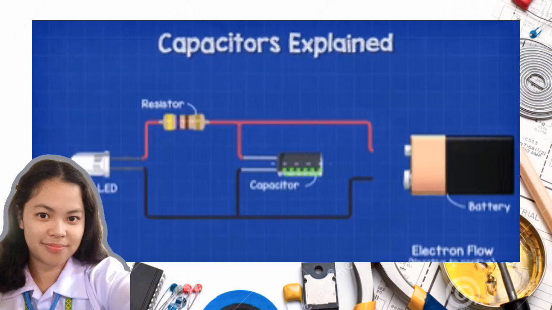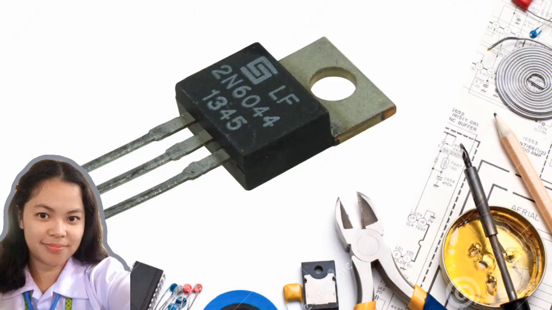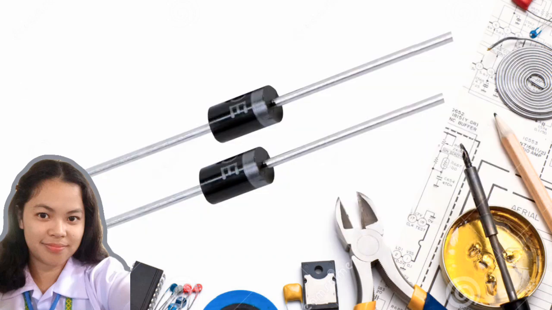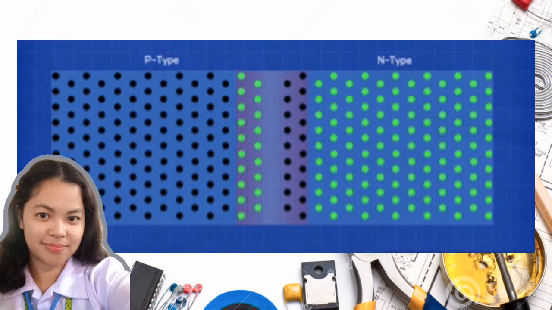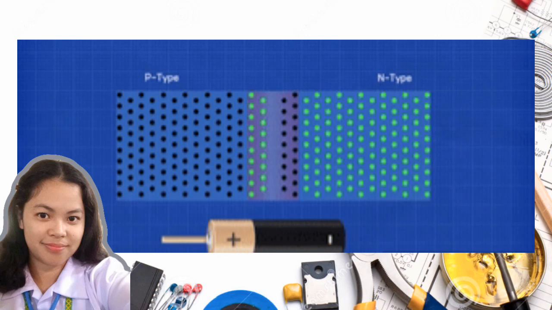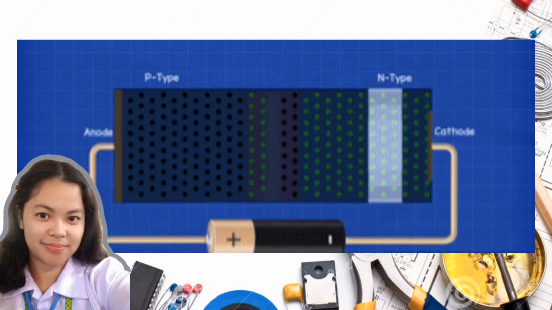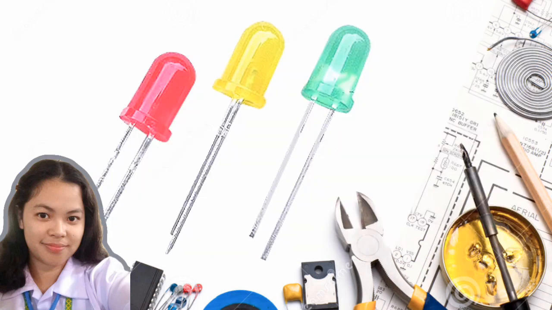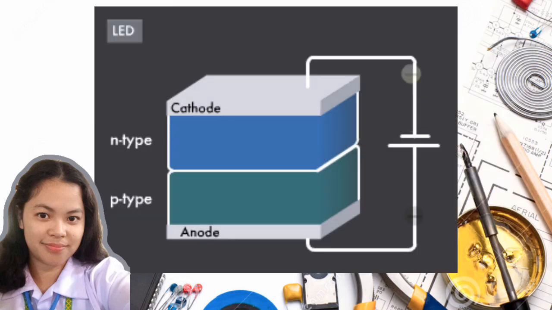Capacitors. Store and release electrical energy. Transistors. Act as switches or amplifiers in circuits. Diodes. Allow current to flow in one direction only. LEDs, light-emitting diodes, which emit light when current passes through them.